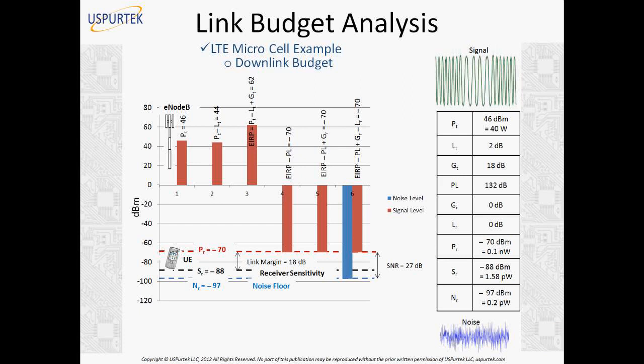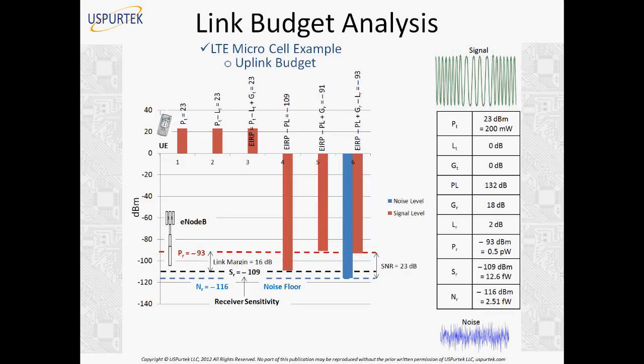So here we come to a link margin of 18 dB doing all those calculations, which looks okay, but you could improve on it as we discussed before by using different techniques. For the uplink budget in the LTE microcell, it's the same frequency, so the same path loss. We come to a link margin of 16 dB, again within our range. We are well above the sensitivity level and we have a link margin.